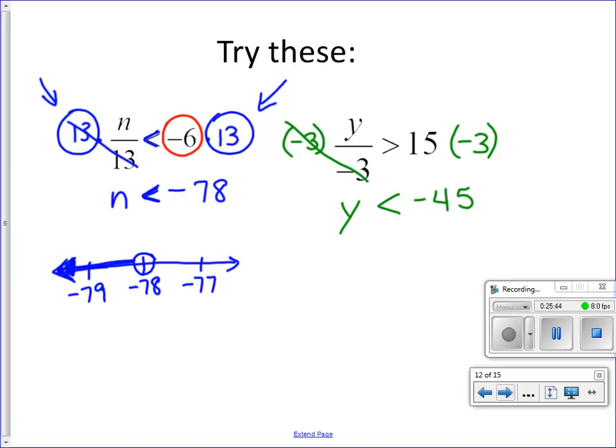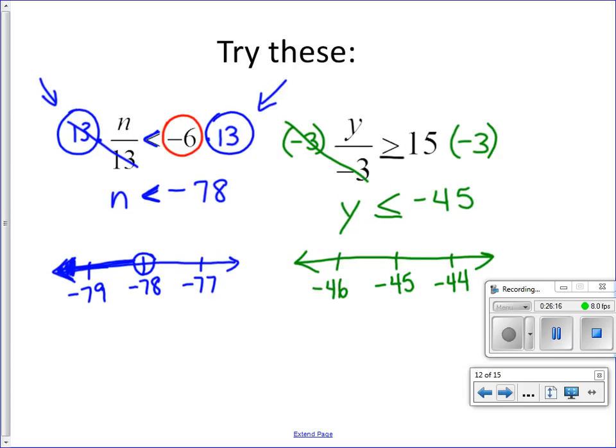And on this one, I'm going to change this one just to show you the difference in graphs. I'm going to make it greater than or equal to, and therefore when I flip my symbol it now becomes less than or equal to. And when I draw my number line, again I definitely want to put negative 45 on my number line. Negative 44 would be to the right and negative 46 to the left.